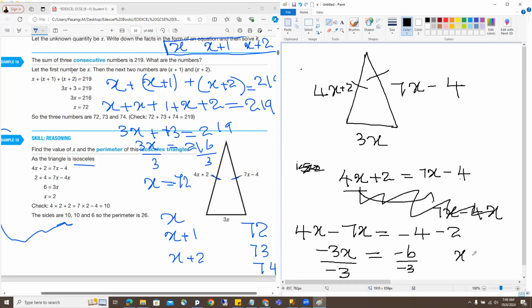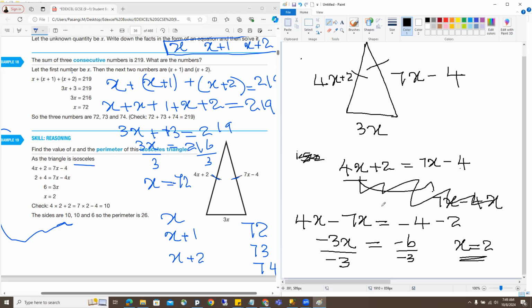I accidentally subtracted those two, minus 4 and minus 2. Now you got the answer, x equals 2. Then you can substitute those x values into the respective lengths and find those lengths.